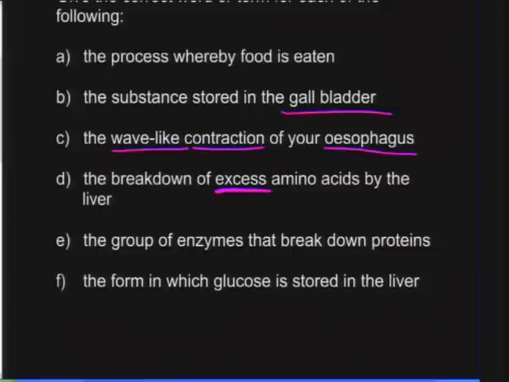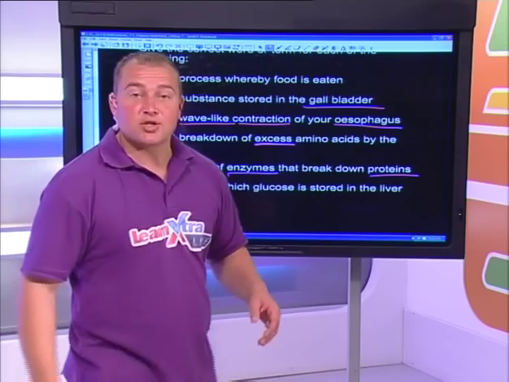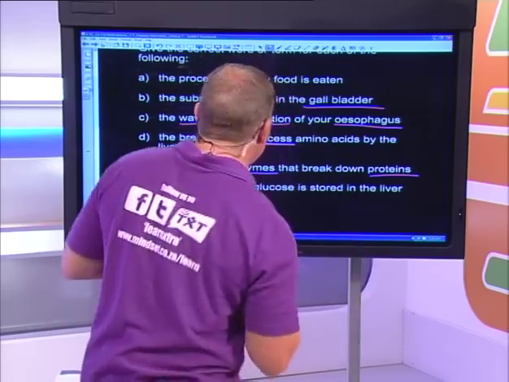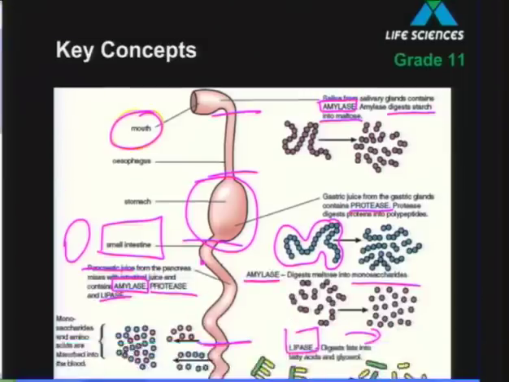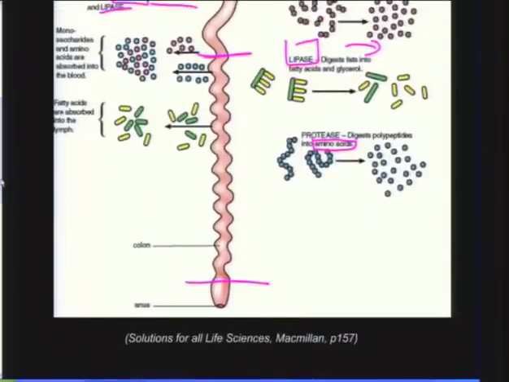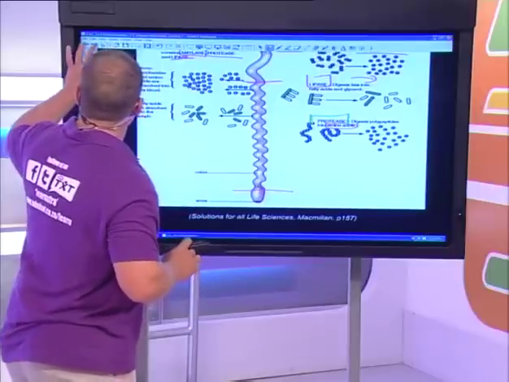Next one. A group of enzymes that break down protein. Enzymes that break down protein. And I keep saying this word, and it keeps somehow sounding wrong to me today, but it is absolutely right. It's protease. Just to make sure that you know it exactly, there it is. I know that you can't see that very nicely, so I'm going to use green. Protease. There it is. Very nice.